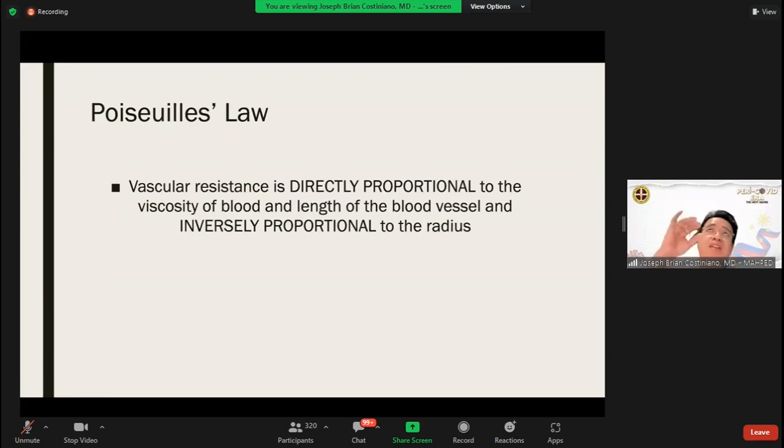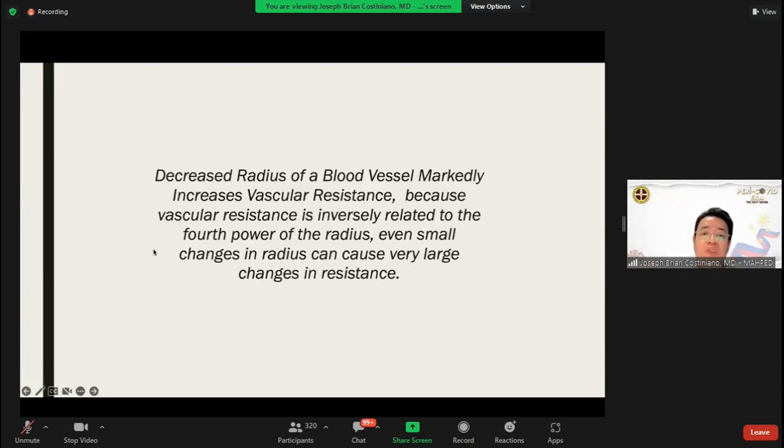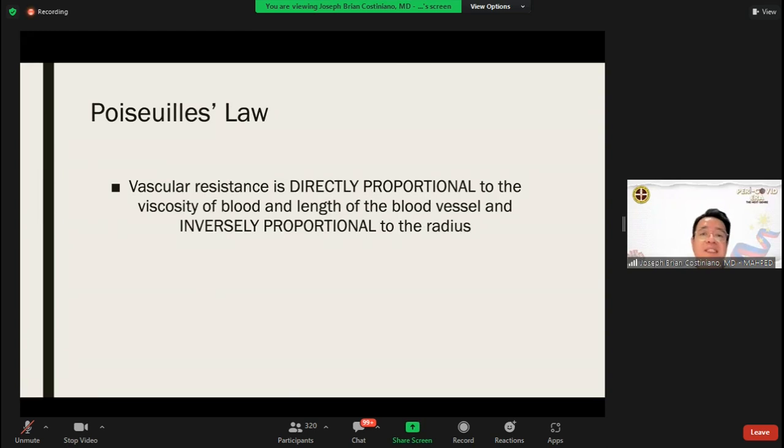Okay, what is Poiseuille's law? No? So, tapos na tayo ni Laplace, ni Bainbridge, ni Frank Starling. Let's talk about Poiseuille's. So, Poiseuille's is vascular resistance is directly proportional to the viscosity of blood and the length of the blood vessel. No? So, the more viscous and the longer the blood vessel, the higher the vascular resistance. Kasi directly proportional siya eh. And it is also inversely proportional to the radius. Thus, the smaller the radius of the blood vessel, the higher the vascular resistance there is.